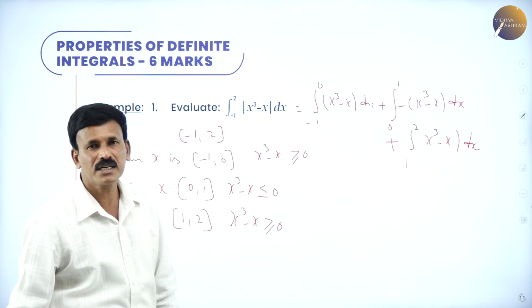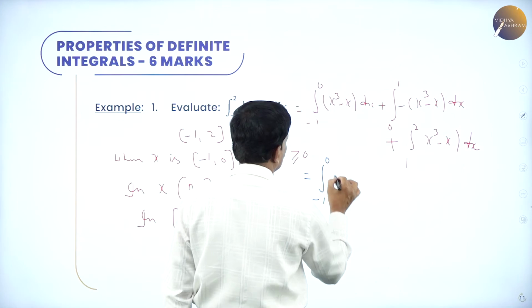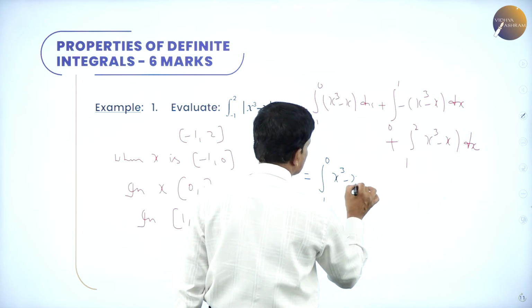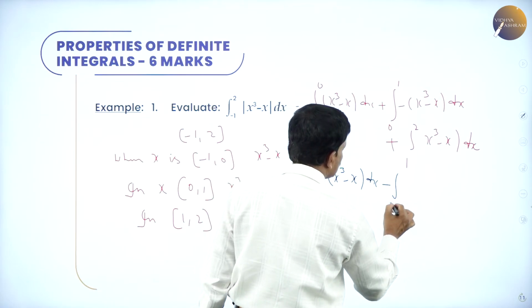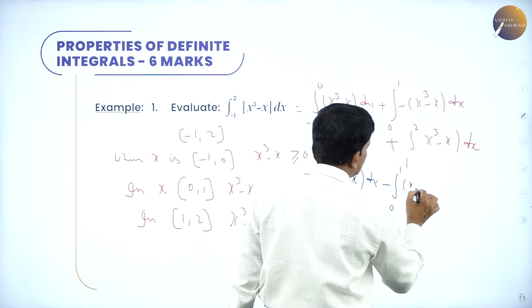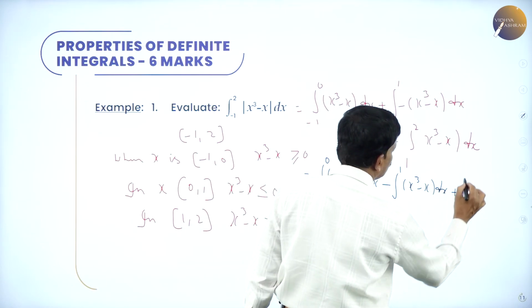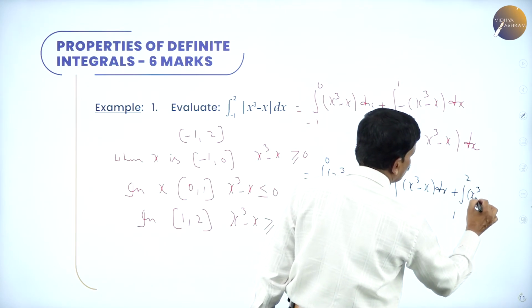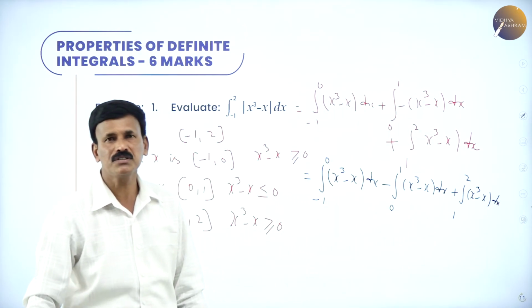Integrate it, you will get the answer. That's it. This can be written as the integral from minus 1 to 0 of x cube minus x dx, minus the integral from 0 to 1 of x cube minus x dx, plus the integral from 1 to 2 of x cube minus x dx. That's it. Evaluate it, you will get the answer.